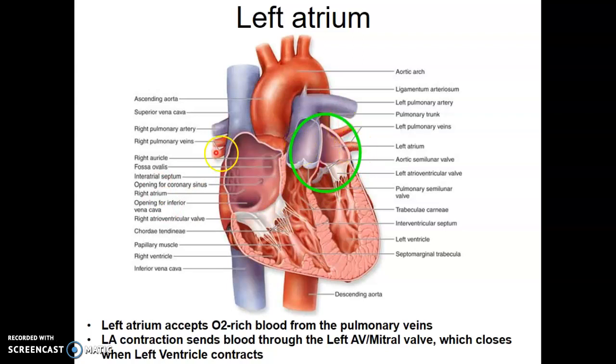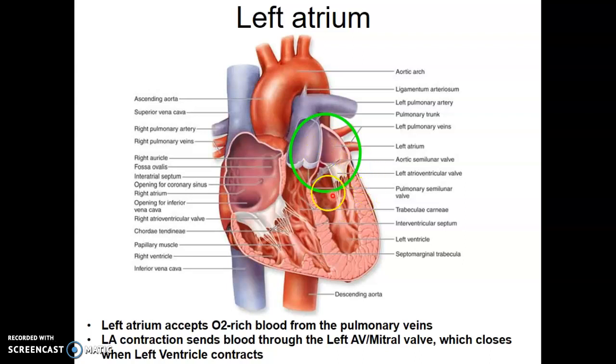So we see here our pulmonary veins. Remember, they are fully oxygenated. They're going to put that blood into our left atrium, which you can kind of see right here, but it's sitting behind those vessels. The left atrium's contraction sends blood through the left atrioventricular mitral valve.